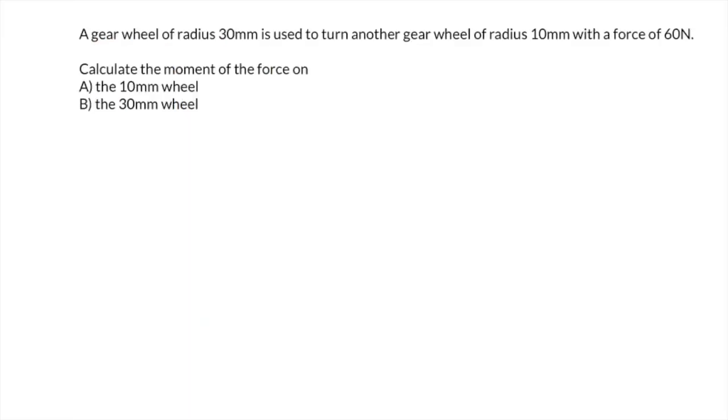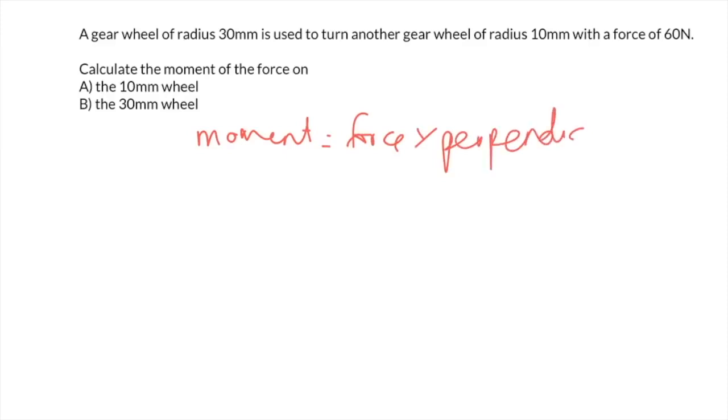A gear wheel of radius 30 mm is used to turn another gear wheel of radius 10 mm with a force of 60 newtons. Calculate the moment of the force on A, the 10 mm wheel, and B, the 30 mm wheel. So the crucial thing here is to use your equation for calculating moments. So state it, which is moment equals force times perpendicular distance from pivot. And my handwriting is as legible as normal.